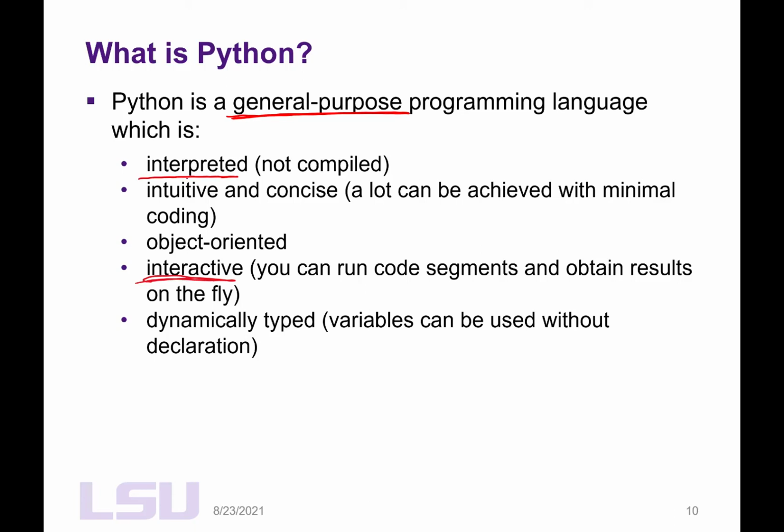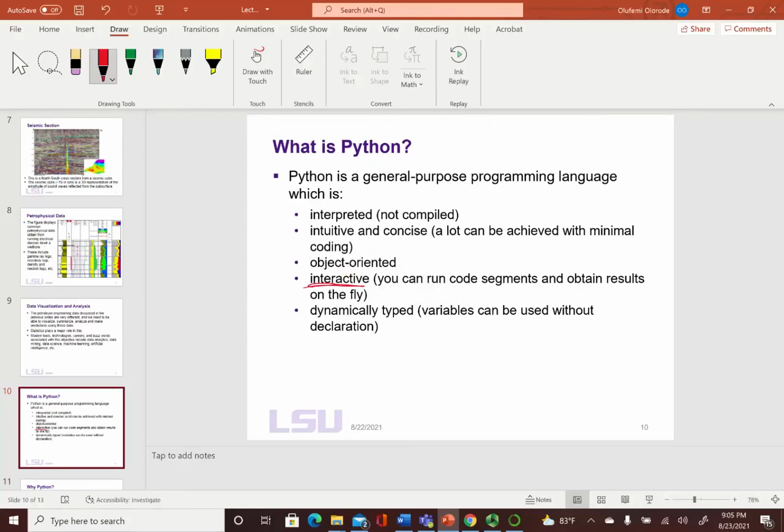It is interpreted and not compiled. Examples of interpreted programming languages include Python and MATLAB. Whereas compiled languages, examples include C, C++, Java, and so on. In general, the compiled languages run faster than the interpreted programming languages. So what is an interpreted programming language?